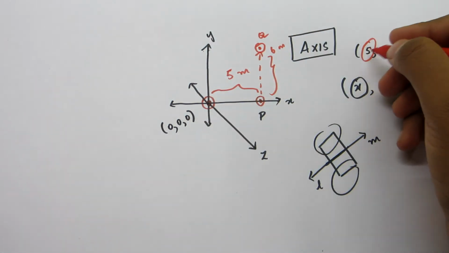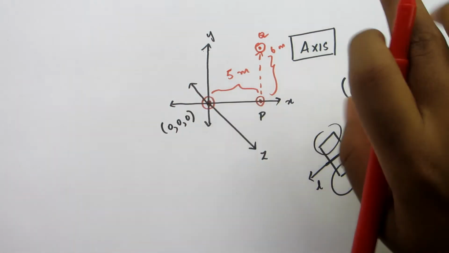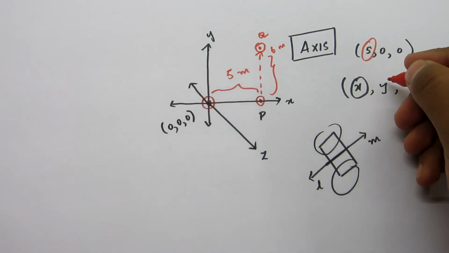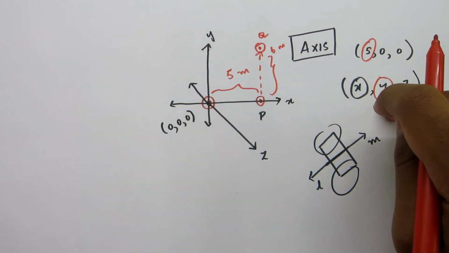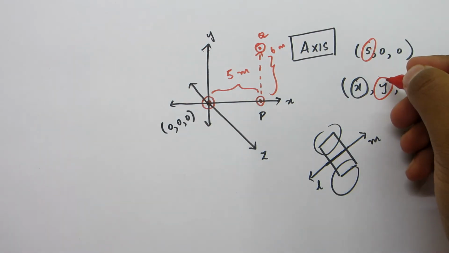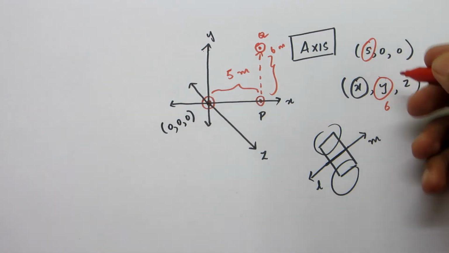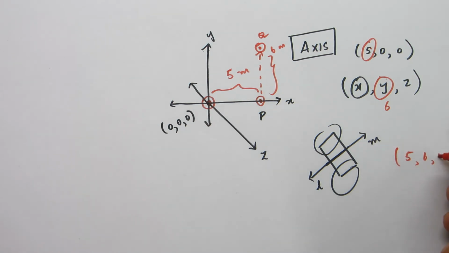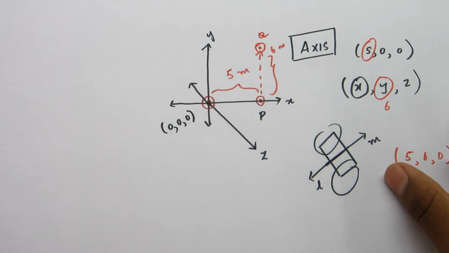So this 5 is not going to change, because along line x he is traveling only 5 units or 5 meters. What is going to change is the second term, the y, because now he is traveling 6 meters along the line y. So this is going to become 6. The new number that you're going to get is going to be 5, 6, 0.